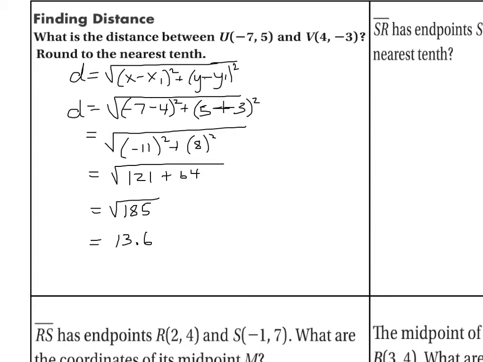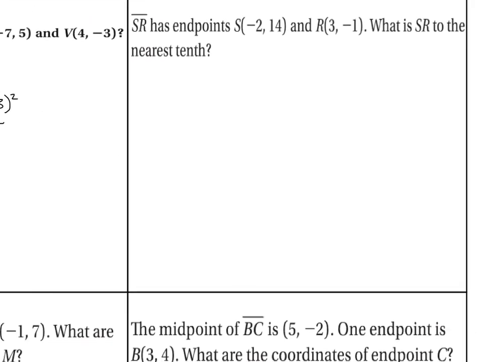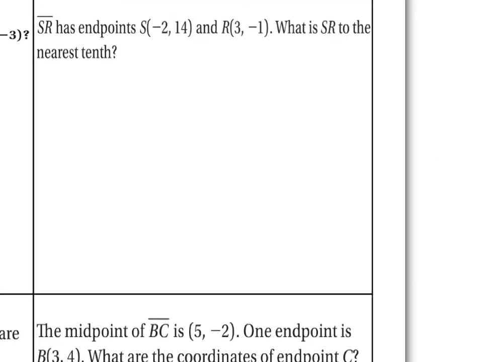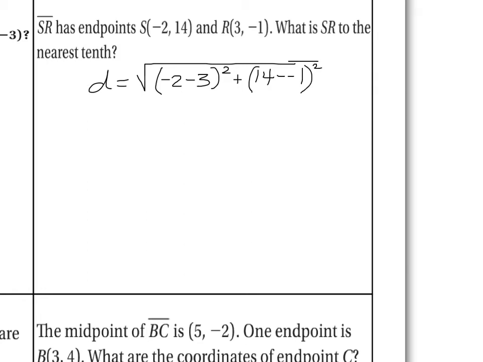Let's take a look now at the second example. I want you to complete this example on your own. Hit pause, come up with an answer, and then hit play and I'll show you what the answer is. Now that you've hit pause and completed the answer, let's take a look. Again, with the distance formula, all I'm doing is substituting in: (-2 minus 3) squared plus (14 minus -1) squared, and we're going to take the square root of that.